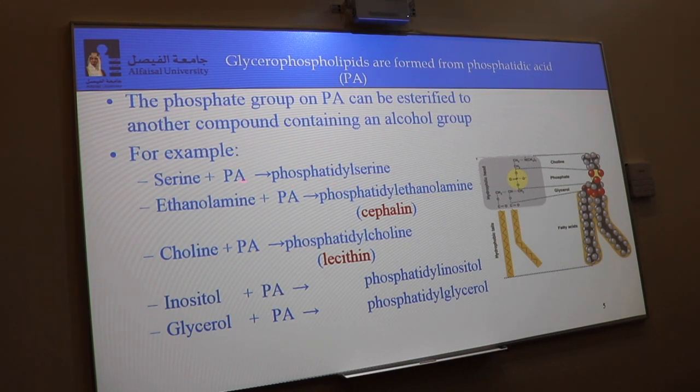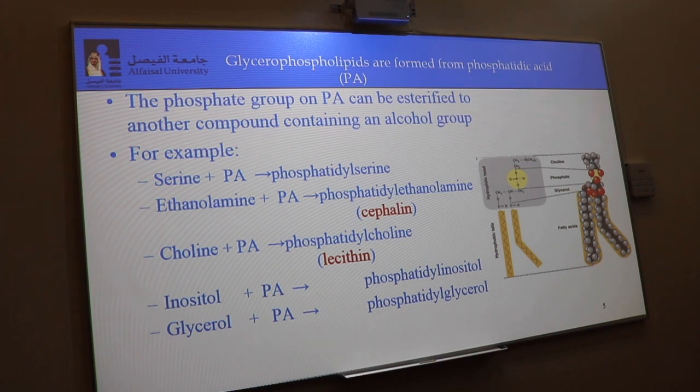So, if you have phosphatidic acid plus serine, the phosphoglyceride is called phosphatidylserine. If you have phosphatidic acid plus ethanolamine, and if this head is ethanolamine, we call it phosphatidylethanolamine, and it's also called cephalin. If this head, like here, is choline, this structure is called phosphatidylcholine, and it is also called lecithin.